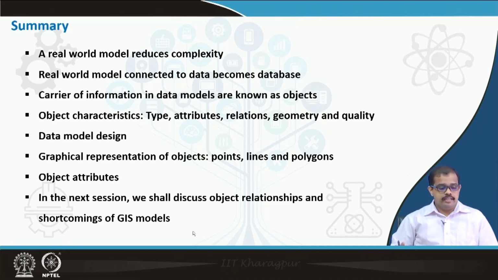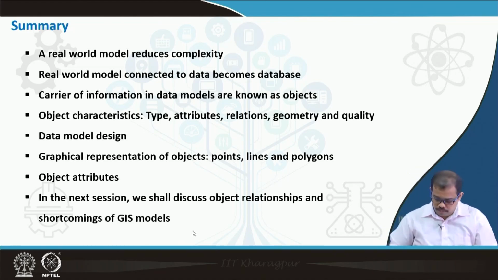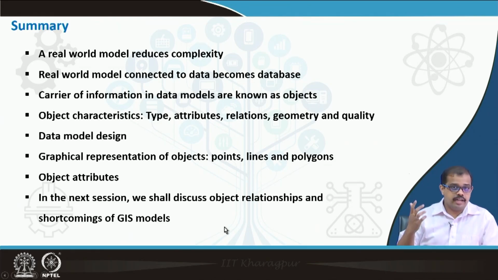So to summarize this particular session, we have a real world model that has complexity, but you have to reduce the complexity in order to put it into a data model. So a real world model connected to data becomes a database. Once you have represented it in a data model, it becomes a database. The database always has certain geometric information. These are nothing but your carriers of information.